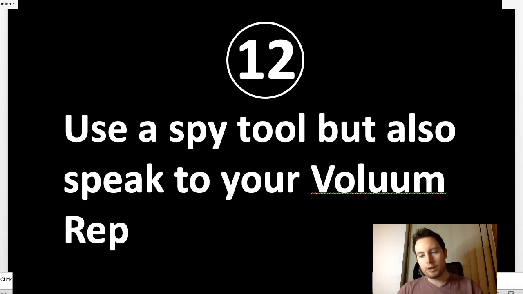So I've already covered speaking to your rep and volume is important, and that will help you come up with the placements, the widget IDs you want to test. But also, if you're getting involved in native ads, spy tools are a really good way to understand what's working, or what your competition are testing, the landing pages they're using, the placements they're testing.